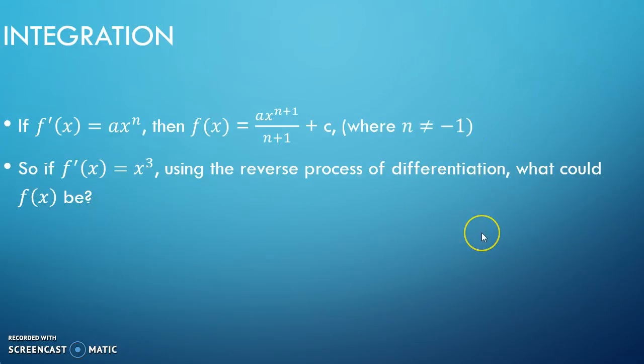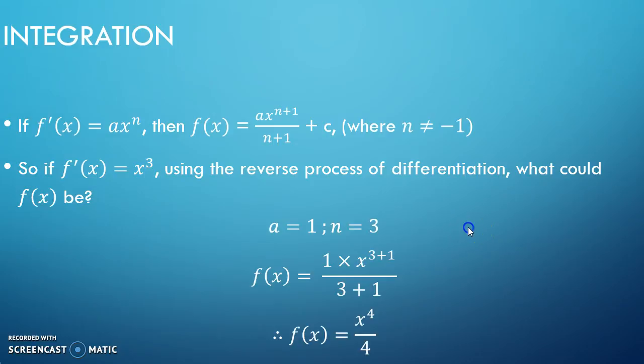So back to the initial question we posed. If we have a rate of change function x cubed, and we're going to use the reverse process of differentiation, what would the original function look like? So in this case, we've got our rule up here, ax to the power of n. If we just recognize that there's a 1 in front of this x cubed term, we can assign the value a equals 1 and our index is 3.